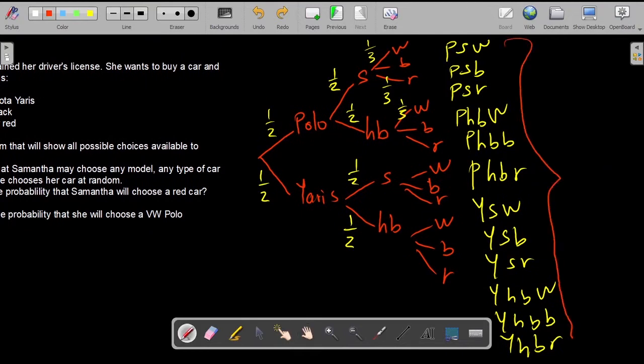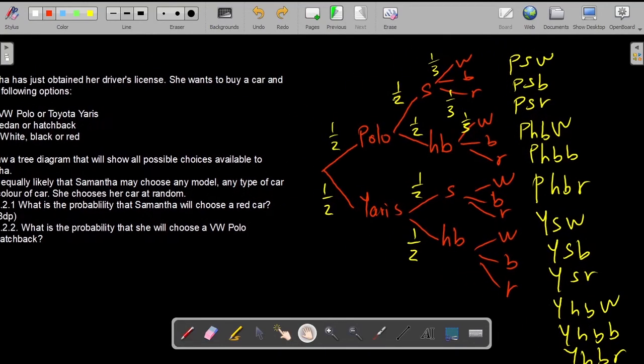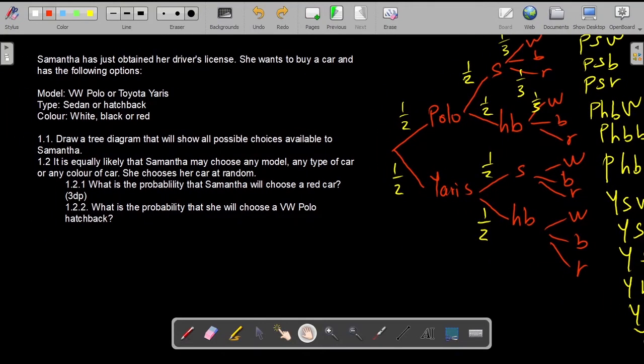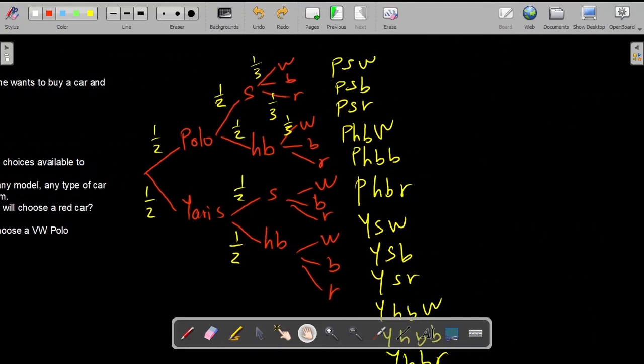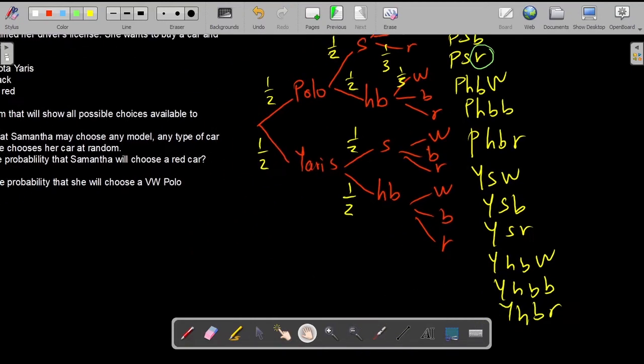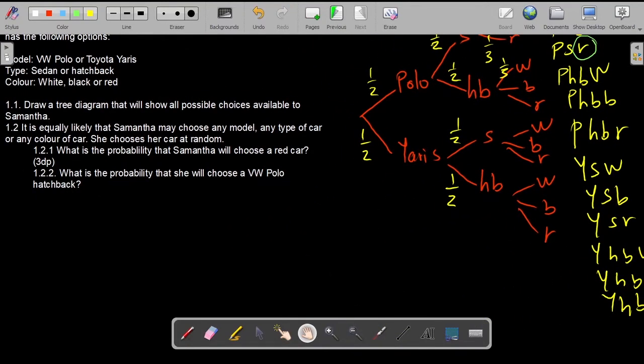So when we write all of them, we're saying these are all the possibilities, and we can't just write one of the possibilities if we're picking it at random. So what is the probability that Samantha will choose a red car? Okay, so which of these are the red cars? So we have to add everything that has R in it, because nothing else was specified. We aren't talking about a Polo which is red or a Polo which is a hatchback, with nothing like that. So we're only focusing on this information that we're given. The only requirement is that the car has to be red.